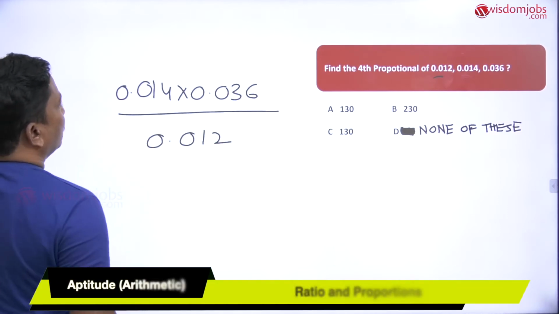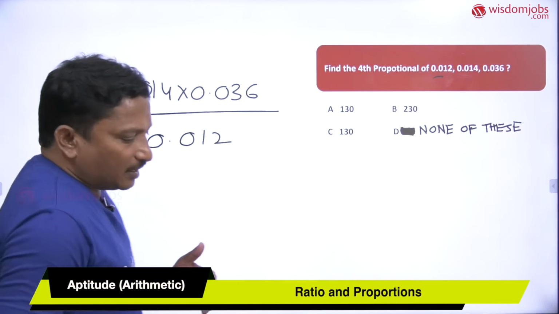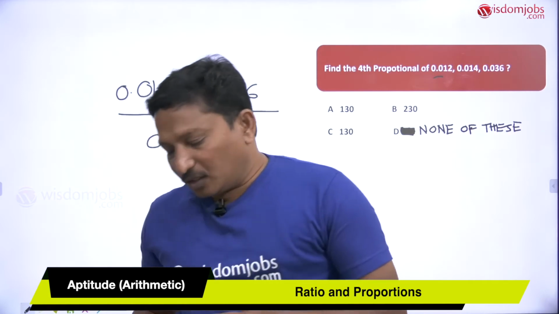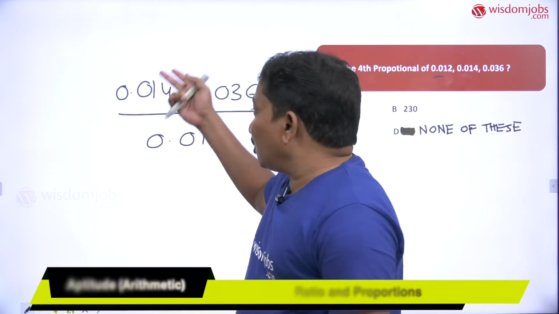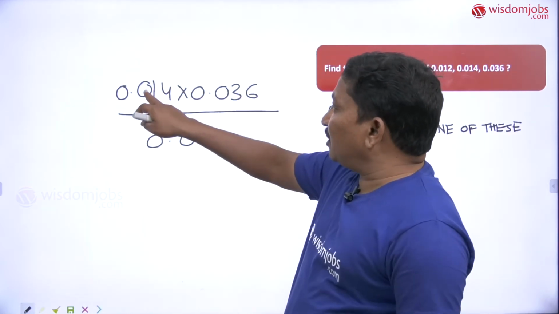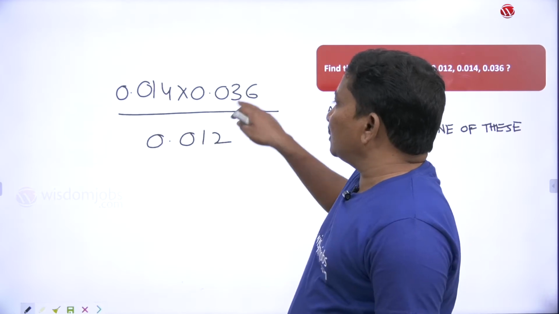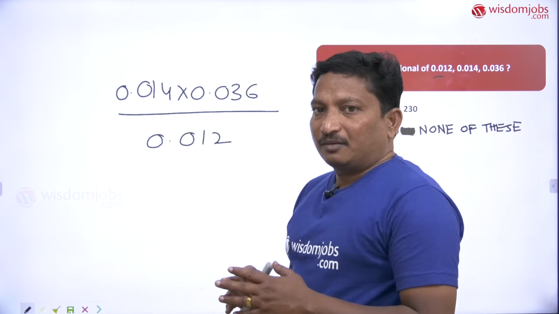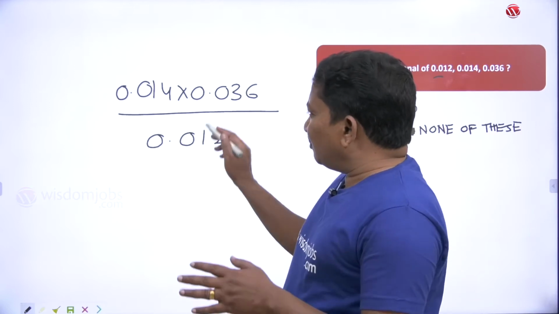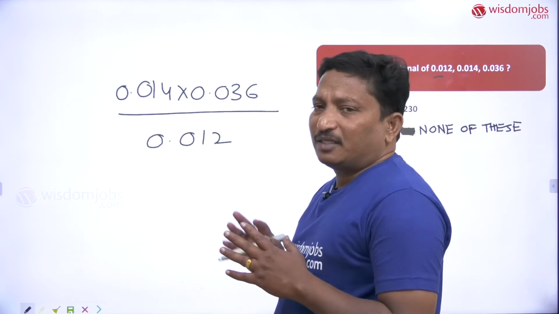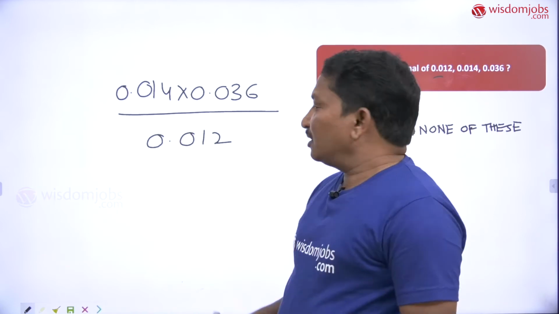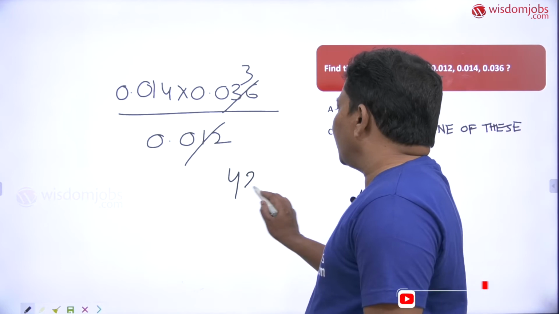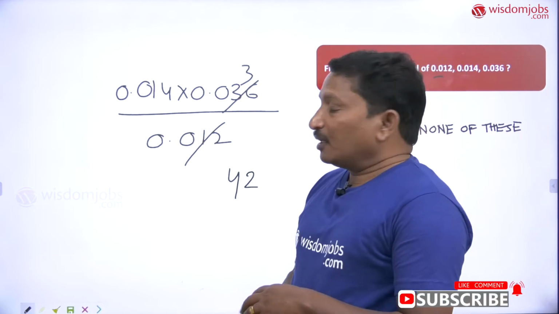Dear students, from the exam point of view, count the decimal places on top: 1, 2, 3, 4, 5, 6. There are 6. The bottom has 1, 2, 3. Just leave the decimals aside and cancel the numbers. 12 ones are 12, 12 threes are 36, so 3 14s are 42.